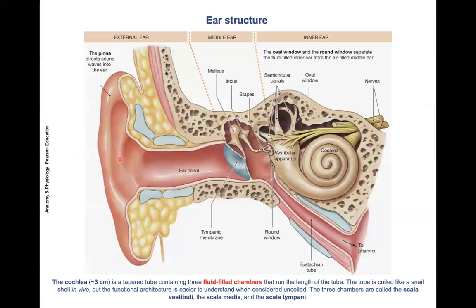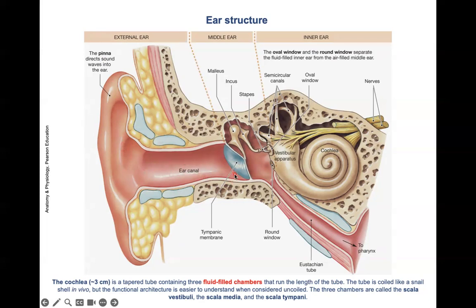Now let's take a look at the ear structure. We have here the external ear, the middle ear, and the inner ear. In the external ear, we have the pinna, which picks up the sound waves. It funnels the sound waves, and they are then transmitted through the ear canal to the middle ear. So the outer ear contains the pinna and the ear canal.